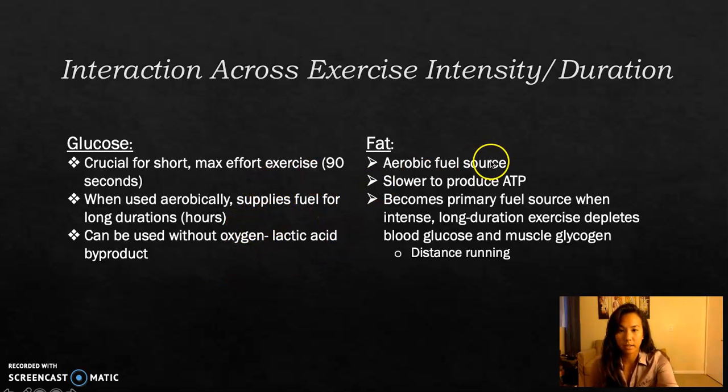Now fat is the main fuel source for aerobic exercise. It does take a little bit longer to produce ATP than other ATP sources like glucose. Additionally, it becomes the primary fuel source when intense, long duration exercise depletes blood glucose and muscle glycogen, like in distance running. So because it does take a longer time to produce ATP compared to glucose, it is better used for long duration exercise.